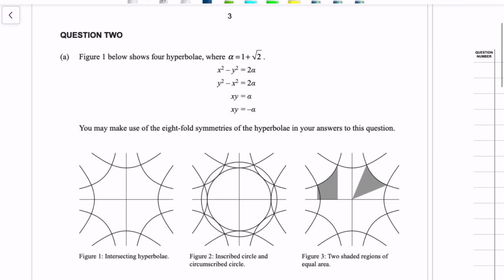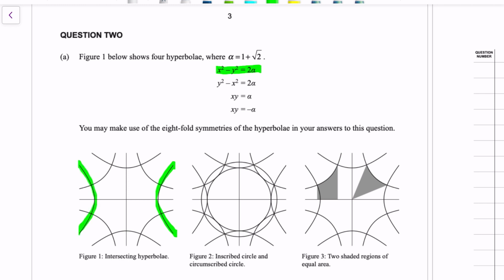Okay, so this first one here starts off with some hyperbola. It'd be useful first up to work out which hyperbola was which. So a is a positive number, 1 plus root 2 is positive, so x squared minus y squared equals a positive number gives us this one and this one.